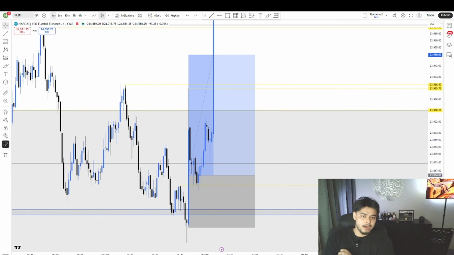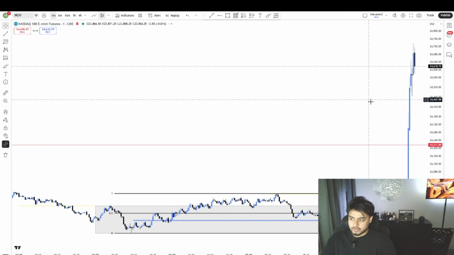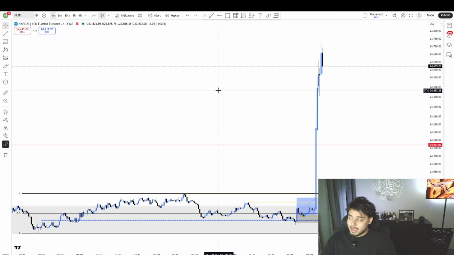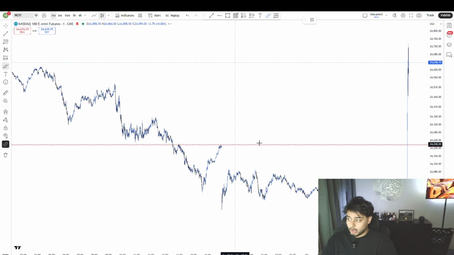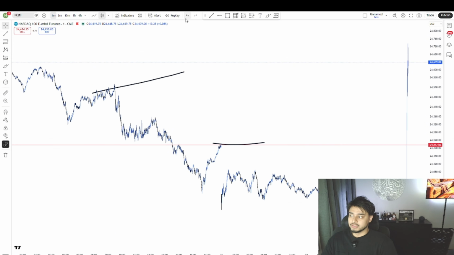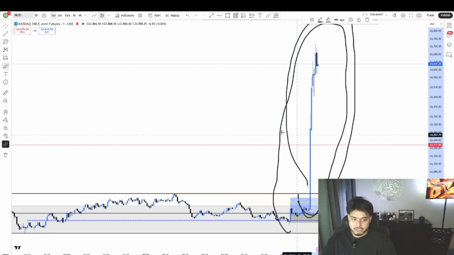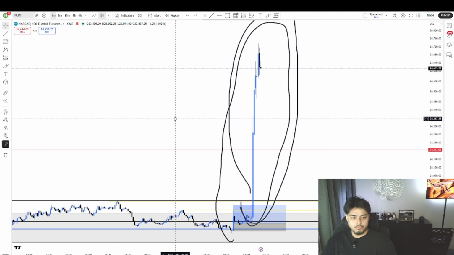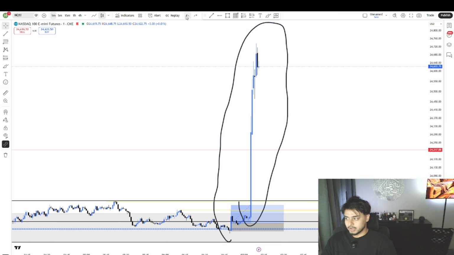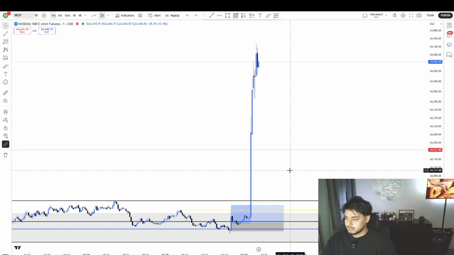Just take a look at how market moved, man. Straight to TP. Now, look at this right over here. I could have literally taken all of these liquidities out. But the reason why I did not want to do that, one, is because this move that you see right over here, especially with no news, it's rare. Okay, and I don't know why market moved like this, but again, we're in and out. We had a great day today.